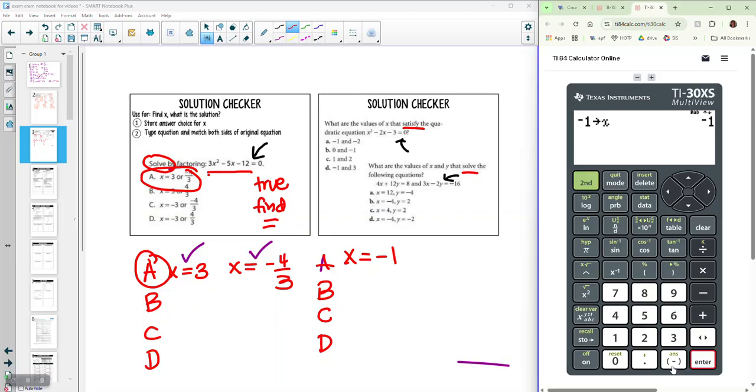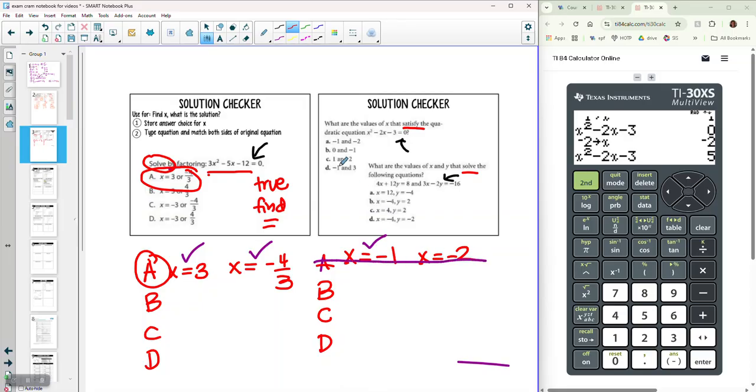Make sure your screen looks like my screen. I'll put in x squared minus 2x minus 3. I'm hoping that I'll get 0, and I did, so that one worked. I'll check the other one. x equals -2. I get that from the answer choice. -2, store for x. And if I want to be lazy, I can just scroll back up to where I've already typed it. And I'm hoping I get 0. Wonk, wonk, I didn't get it. So it's not going to be A.